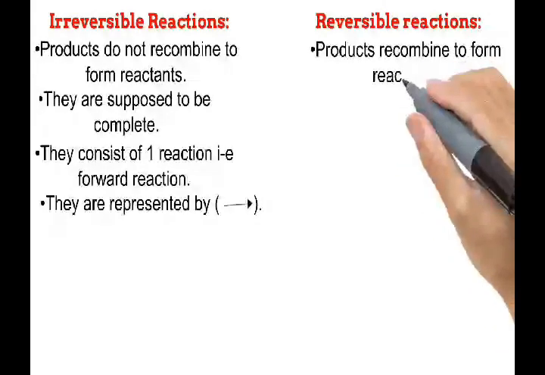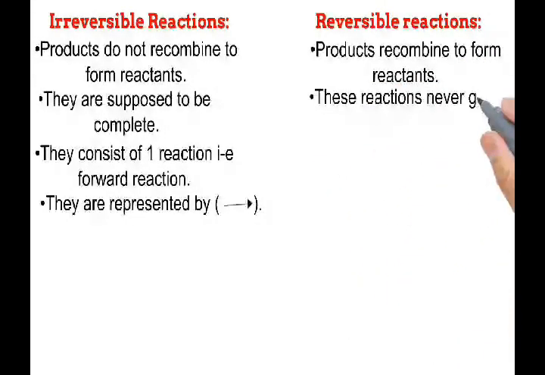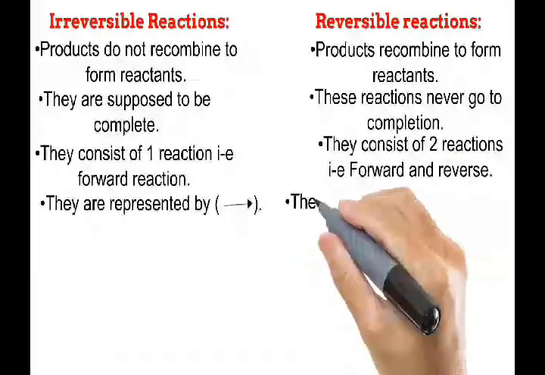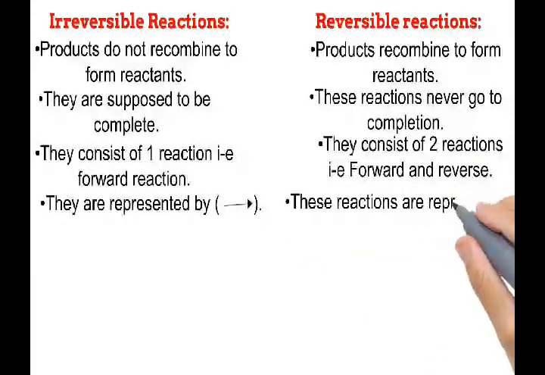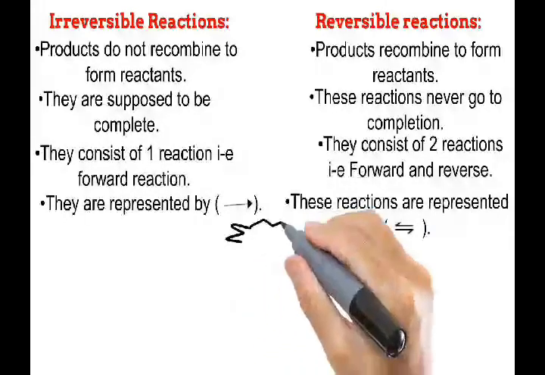Now we will see what are reversible reactions. In this type of reaction, the products recombine to form the reactants. These types of reactions never go to completion. They consist of two reactions, that is forward reaction and reverse reaction, and these are represented by a double arrowhead.